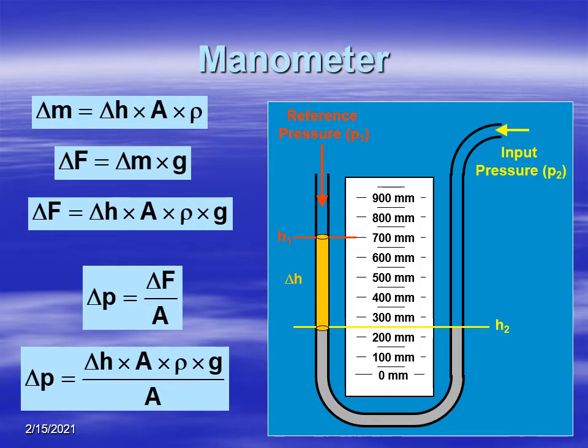The difference in force from one side to the other is a result of the difference in height of the mercury column times the area times the density times gravity. That's basically just mass times gravity.